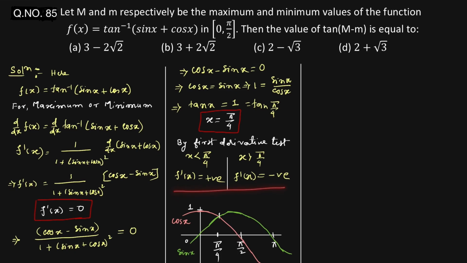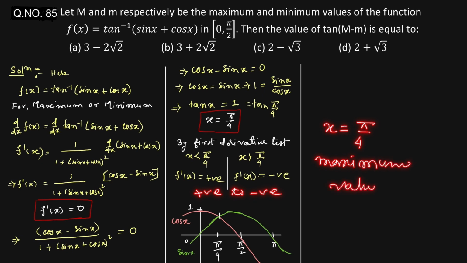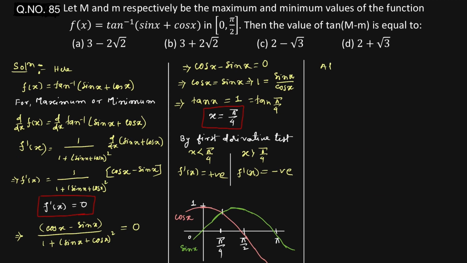Now from here, by the first derivative test, we will get f dash x changing from positive to negative. So at x equal to pi by 4, the function attains the maximum value. So at x equal to pi by 4, we will get the maximum value.